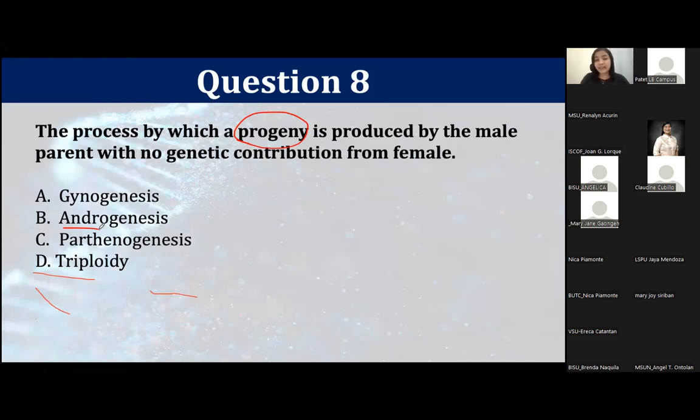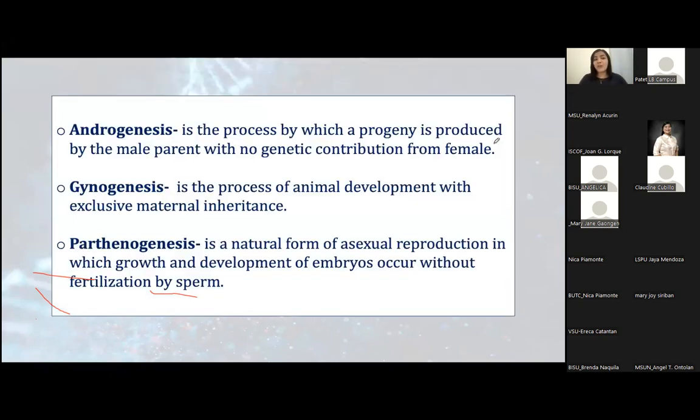Okay, so the correct answer here is androgenesis, letter B. So androgenesis, napoproduce dito male, okay, and then sinabi na no genetic contribution from the female. So andro, male. Androgenesis, male. Okay, ayan. So when we say, may mga sumagot din, maraming sumagot ng parthenogenesis. Okay, androgenesis, alam na natin, male lahat ng offspring, no genetic contribution from the female.